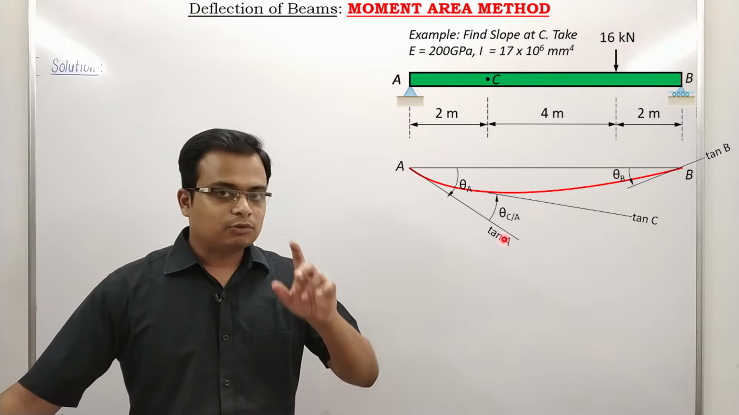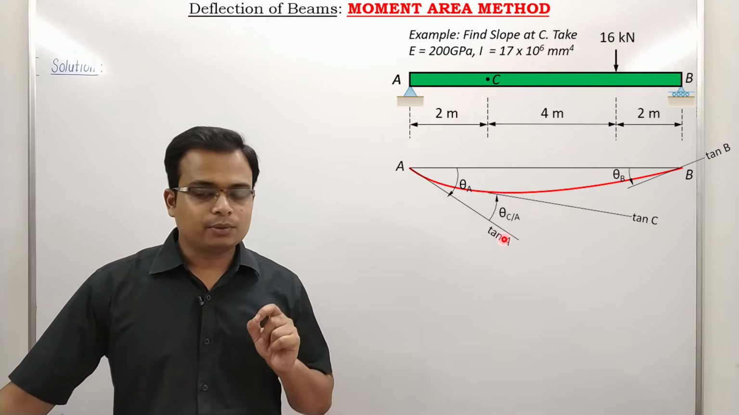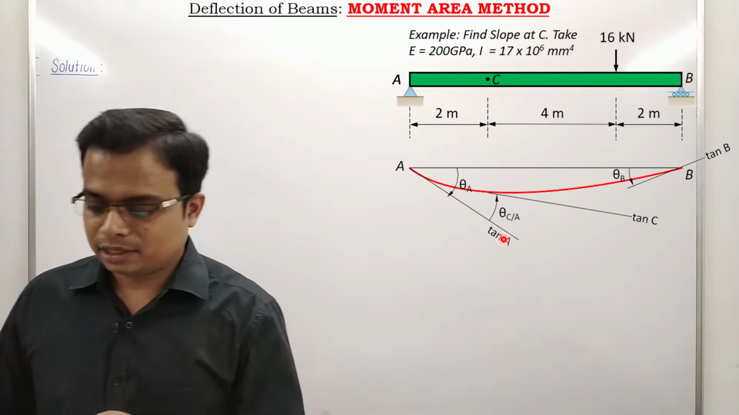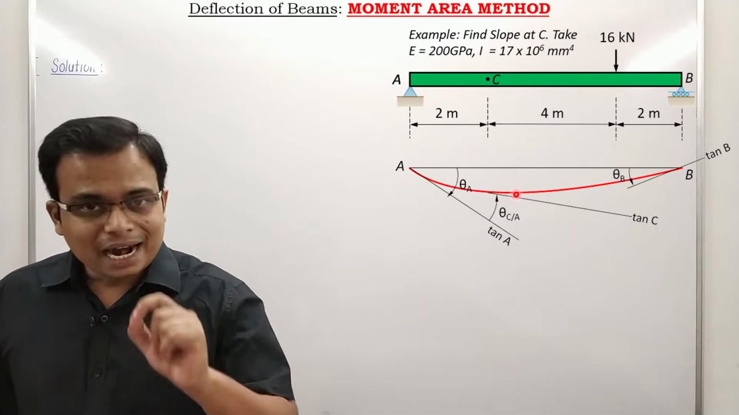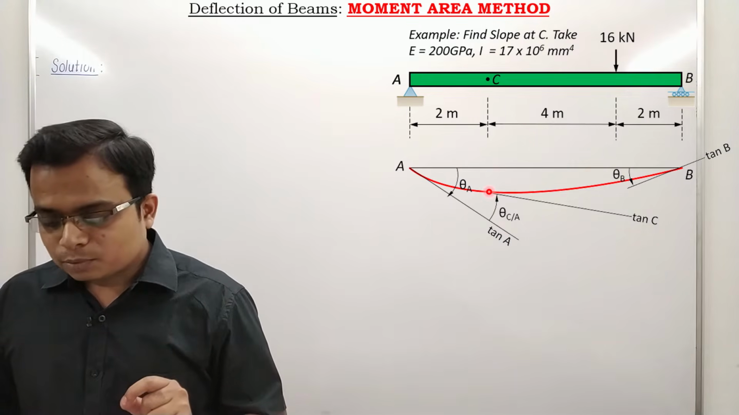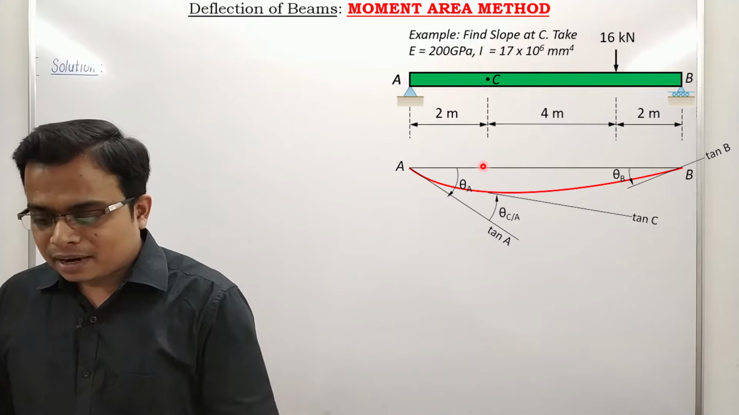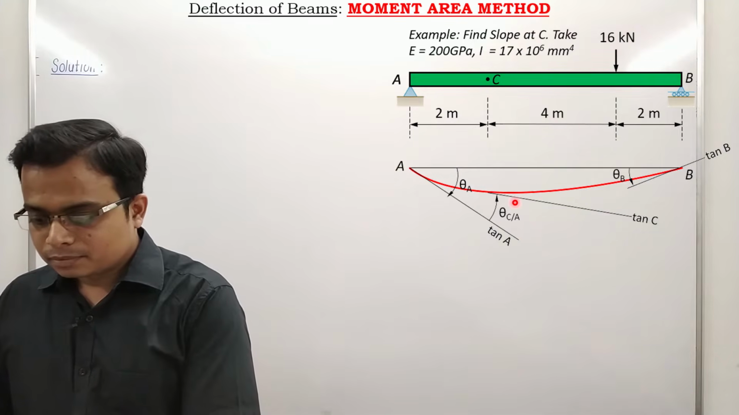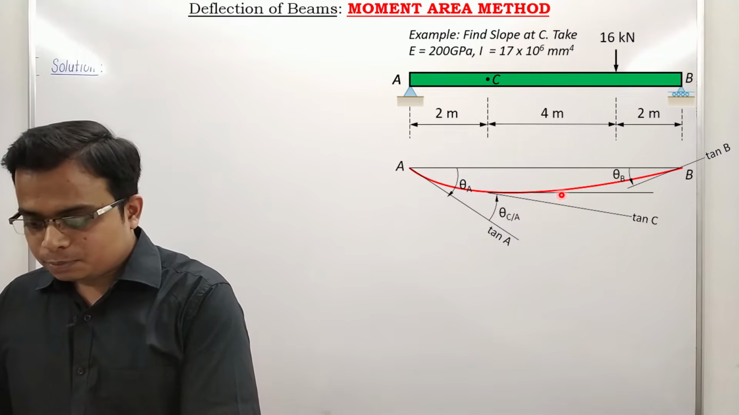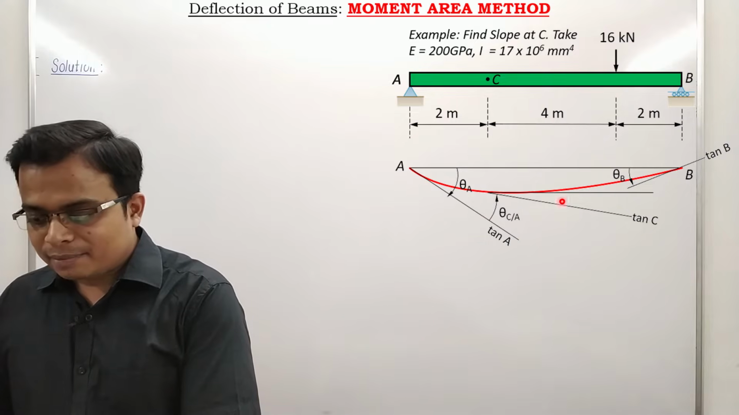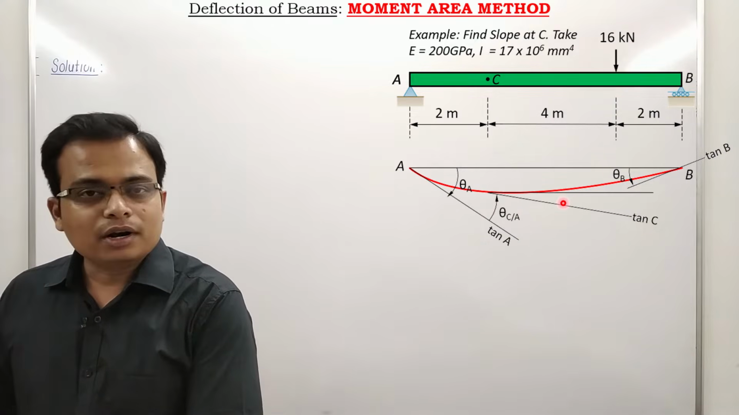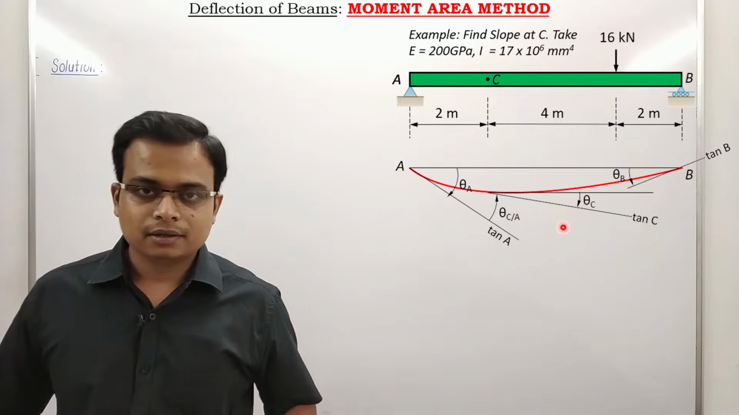Similarly, there is one more thing which we can do. We can write the absolute angle at C with respect to the horizontal. So I'll make a horizontal from this point, or you can say a line parallel to this line AB. Let me make that line first. And with respect to this line, the angle made by this tangent C, let's call it theta C.